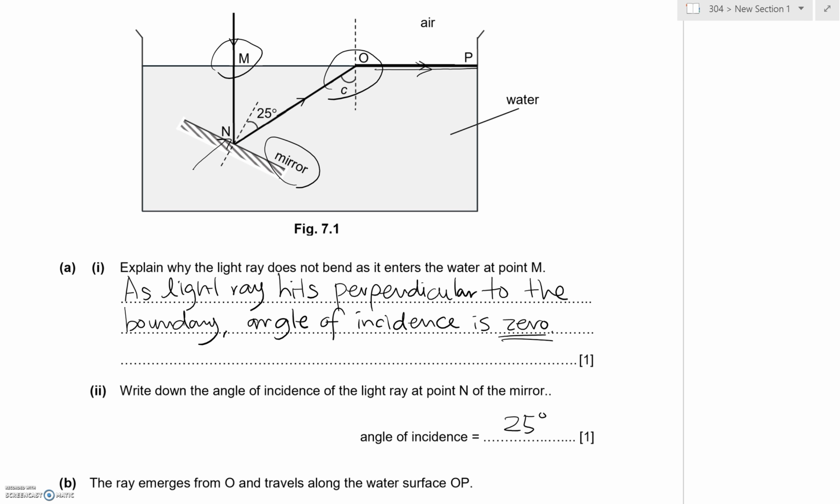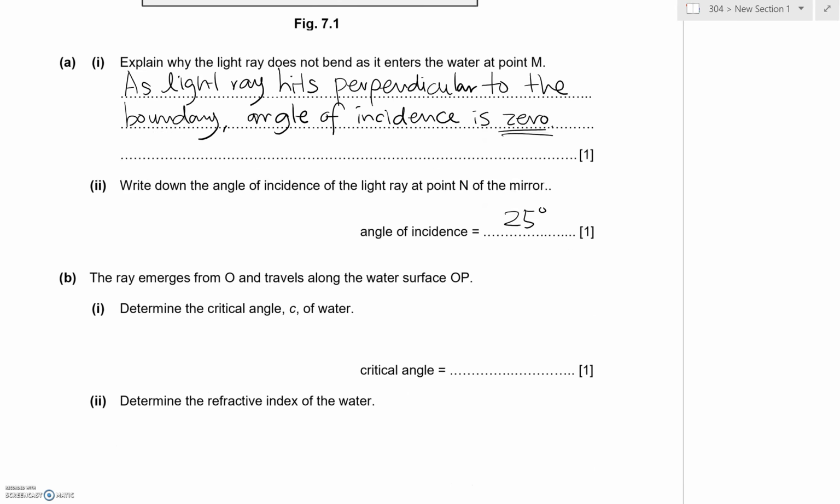Where is the light ray? The light ray is here, and the normal is here. So what's the angle of refraction? The angle of refraction is here, it is 90 degrees. So when the angle of refraction in the less dense medium is 90, the angle of incidence in the denser medium is called the critical angle. And from geometry, we can see that the critical angle will be 25 plus 25 equals, so the answer is 50.